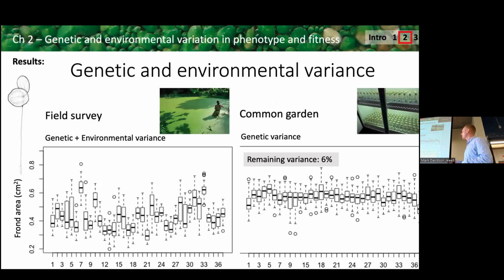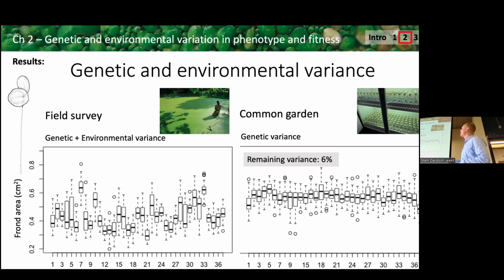So here we have a whole ton of variation, right? This is frond area on the Y, measured in the field. On the X, we have the 37 different sites. So the variation among the different bars is the variation among the different sites. Variation within each bar is the variation among clones within sites.